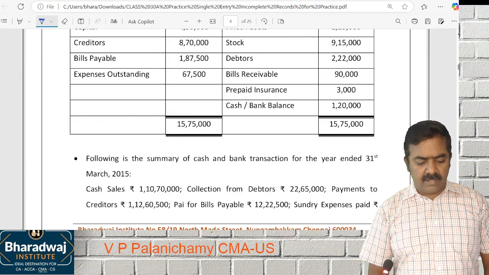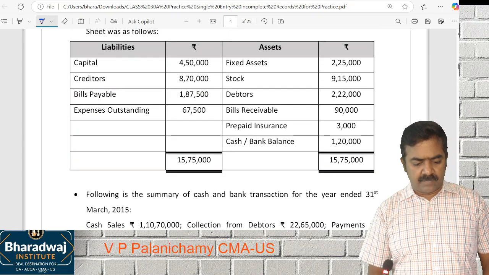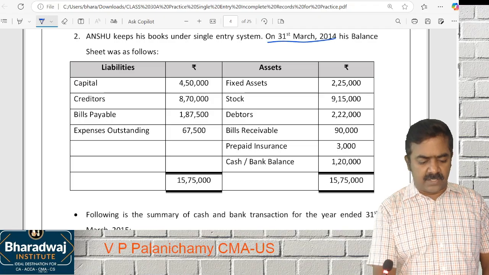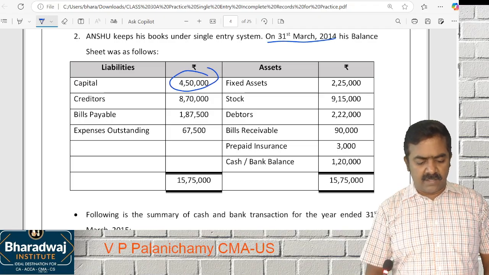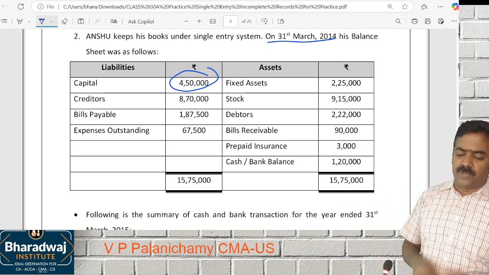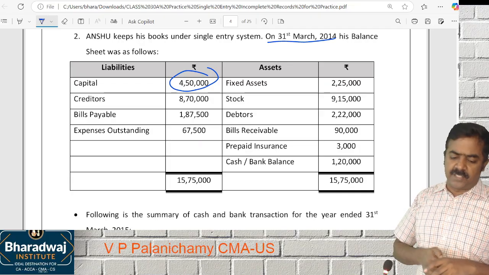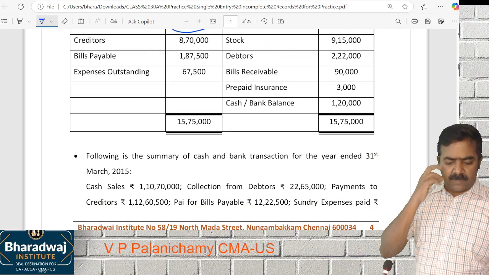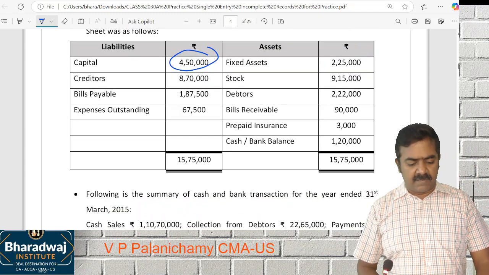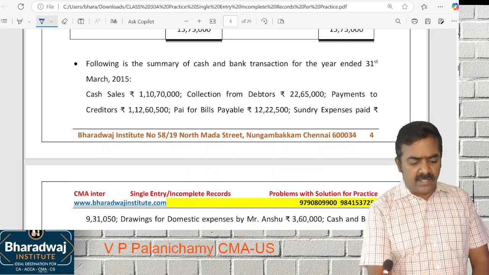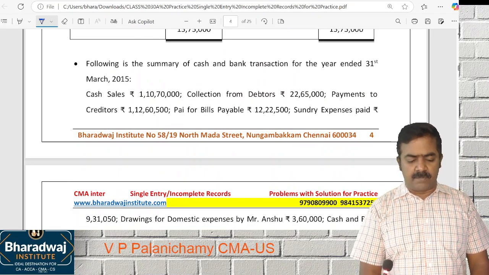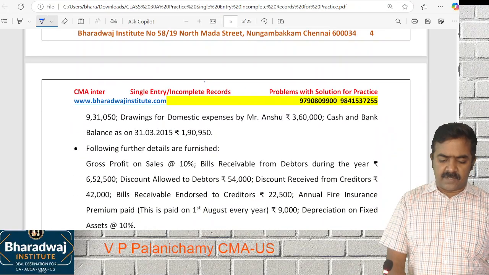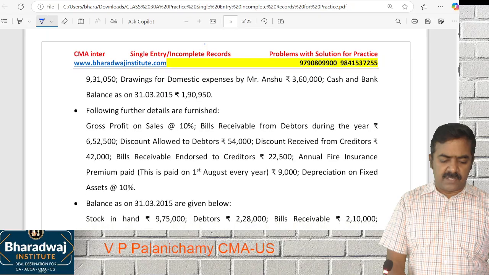Next. Read the next question. Anu keeps his books under single entry system. On 31st March, the balance sheet is given to us. Capital 4,50,000 is given. We are given creditors, bills payable, outstanding expenses, fixed assets, stock, debtors, bills receivable, prepaid expenses, cash and bank balance. Opening balance sheet is given to us. Transactions for the next year are given. Cash sales, collection from debtors, payment to creditors, paid for bills payable, sundry expenses paid, drawings for domestic expenses, cash and bank closing balance is given to us.